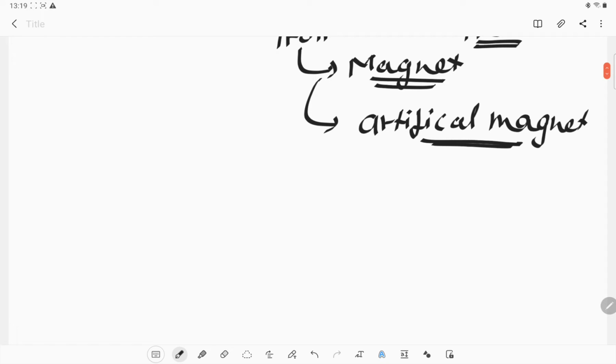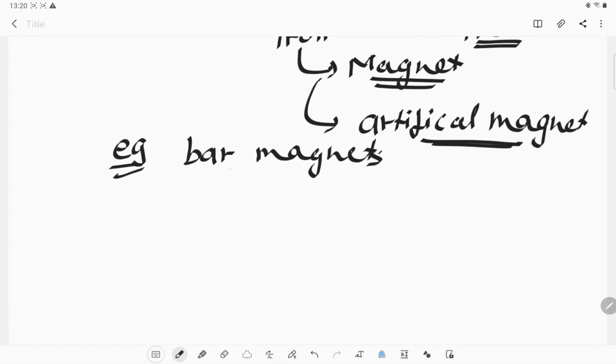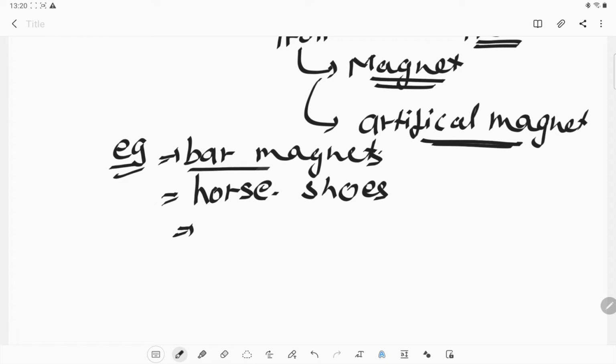What are the artificial magnets? Like bar magnets, these are examples of artificial magnets. Bar magnets or horseshoe magnets, it depends on our need and on which basis we require them. The name of the magnets is based on their shape. Like a bar magnet has a bar kind of shape.